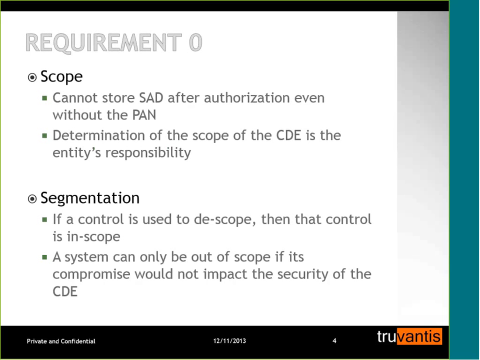So in this requirement 0 section, one of the first things it talks about is scope. And scope is always a big issue with PCI compliance and with validation. What's in and what's out. And there's quite a lot of discussion, enhanced discussion in the 3.0 version about the scope. One specific thing they did clarify is that sensitive authentication data cannot be stored after authorization, even if the primary account number is not there.